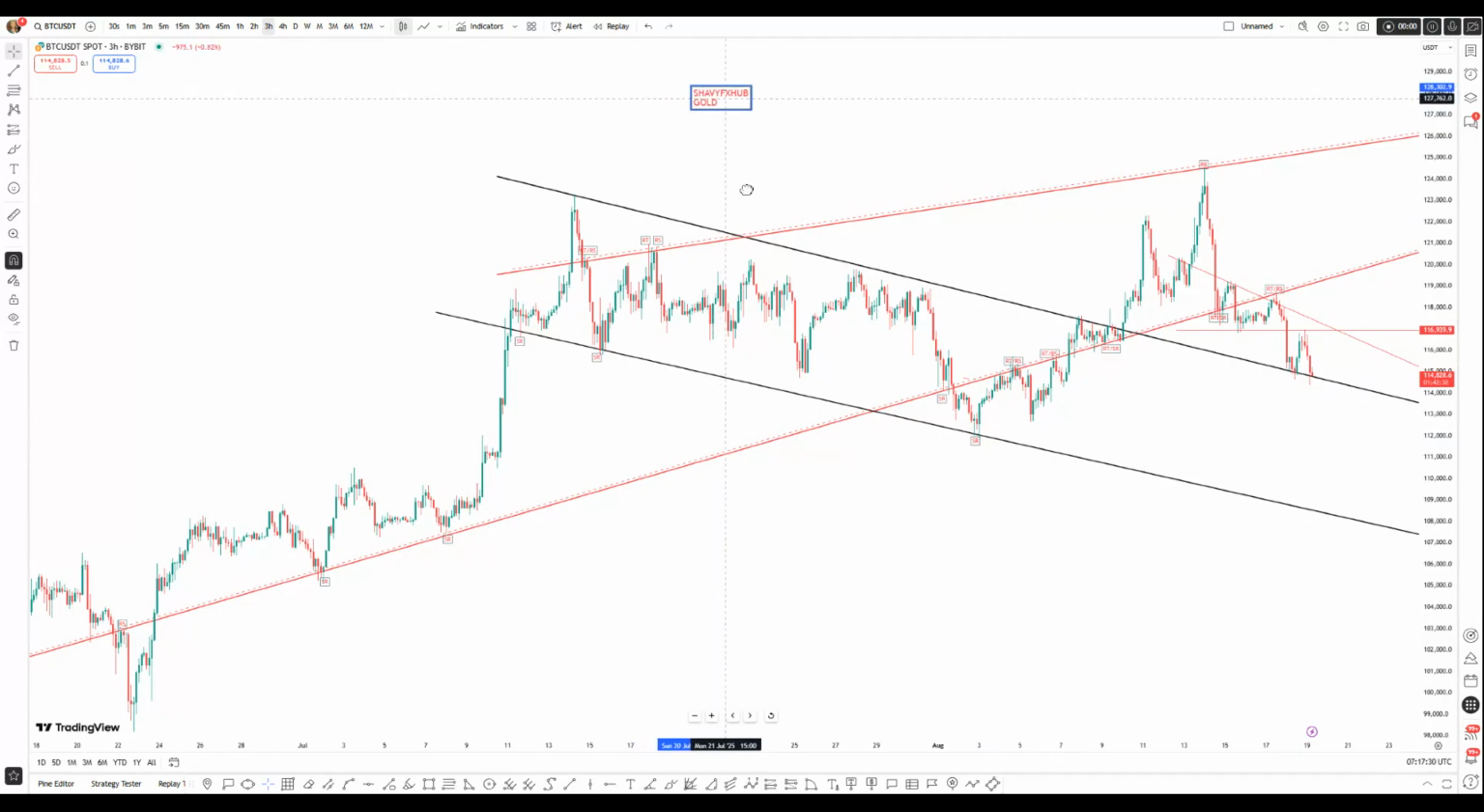The structure of BTC for the day, and we have an ascending trend line here, which is an ascending trend line, and this is a descending trend line.